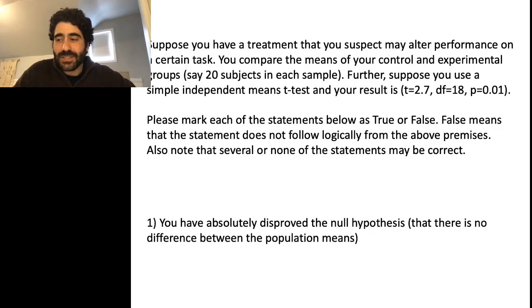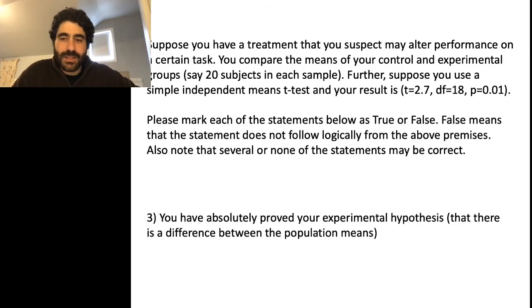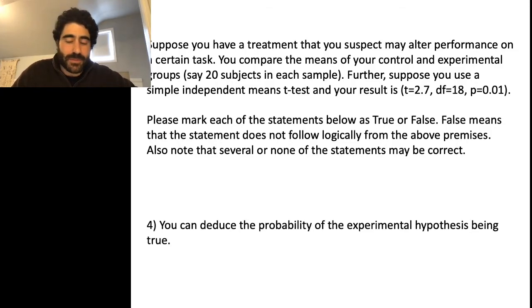Statement 1 is you have absolutely disproved the null hypothesis that there's no difference between the population means. The null hypothesis here is that there's no difference, and this is saying that because you have a p of 0.01, you've absolutely disproved the null hypothesis. Number 2, you have found the probability of the null hypothesis being true. 3 is you have absolutely proved your experimental hypothesis that there is a difference between the population means.